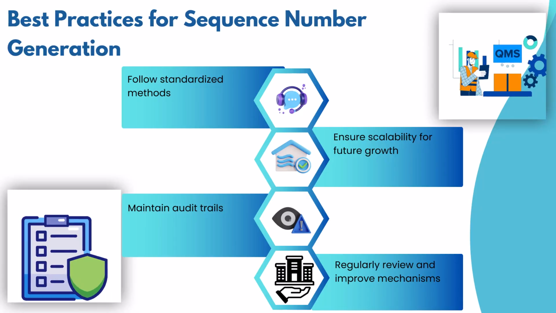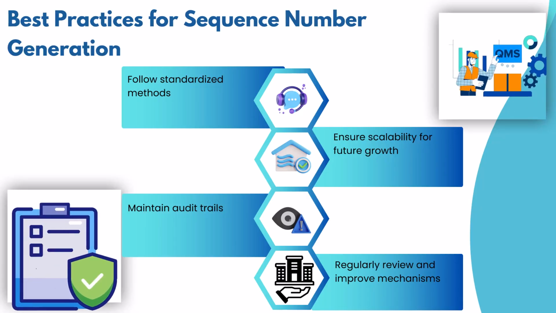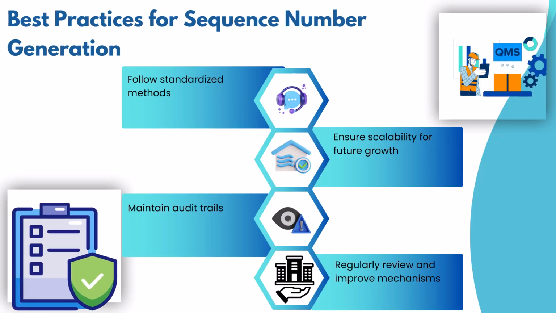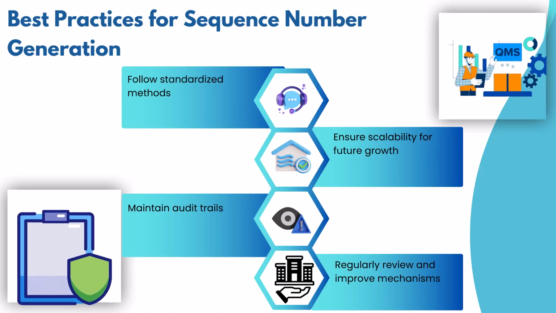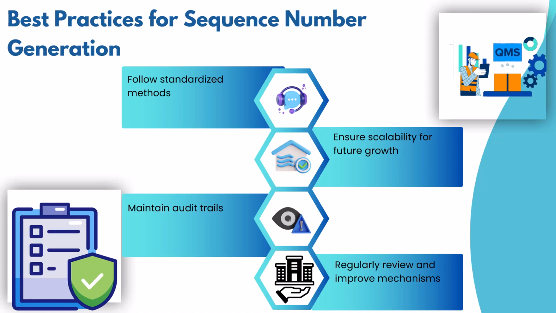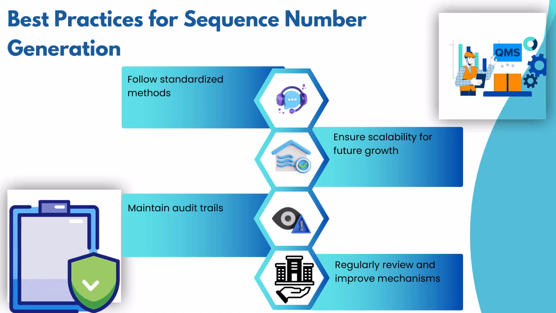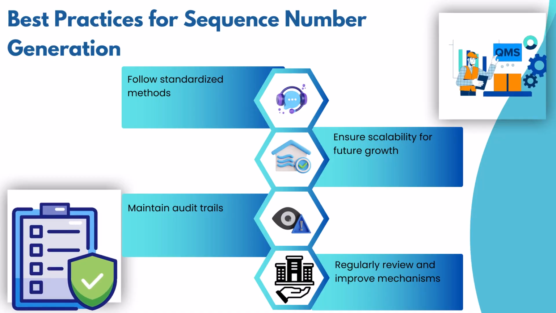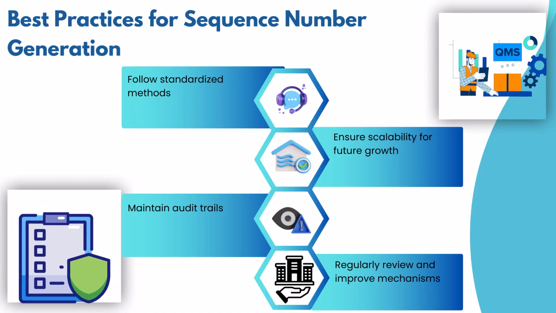If sequence numbers had a rulebook, this would be it. Standard methods keep things predictable, no surprise headaches. Scalability is key, because today's small data might be tomorrow's mountain of information. Always maintain audit trails, because tracing history is easier than remembering where you left your car keys. And keep improving, because staying ahead of issues beats fixing them later.